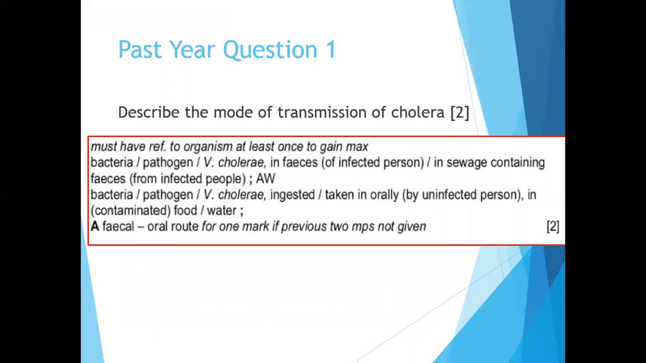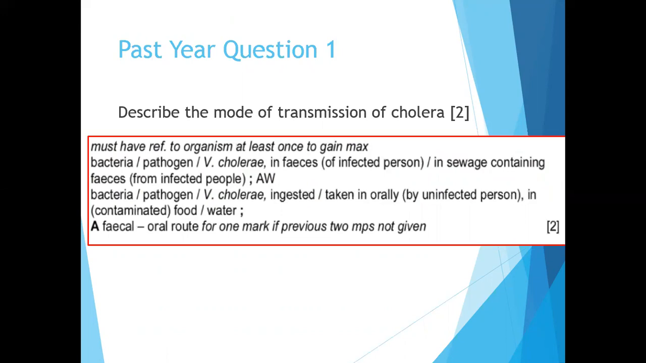Okay, now, of course, we want to look at past year questions and see what points you need to learn to write in order to score. So I've got 5 past year questions for you to see. Question 1. Describe the mode of transmission of cholera. Transmission is always from infected to uninfected person. Describe means you must tell the whole story. If you say state, you can say foodborne, waterborne. But describe means you have to describe how it happens, okay? So let's look at the answer.